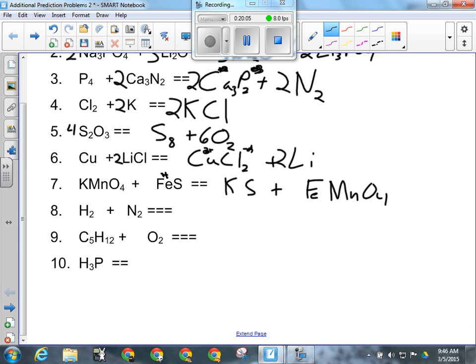Now we've got to drop and swap. This one's a -2, this one's a +1, so we're looking at K2S. Iron's a 2+, permanganate's a 1-, so this will need brackets with a 2 outside of them. And then a 2 right here will pretty much fix all the balancing.